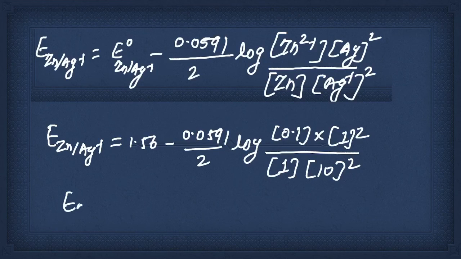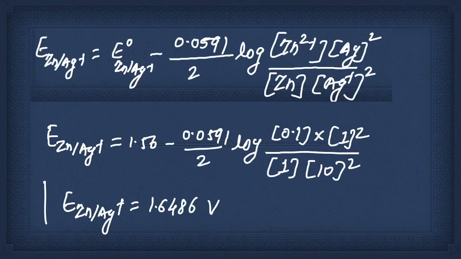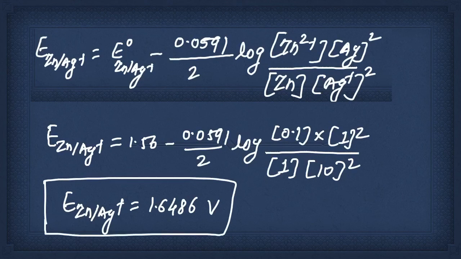So E Zn Ag+ is equal to 1.6486 volt. Okay, so this is the final EMF of the cell when the zinc concentration is given as 1 molar and the silver concentration is 10 molar. Okay, so this is the simple way of calculating the cell EMF by using the Nernst equation, if different concentrations or non-standard conditions are given.